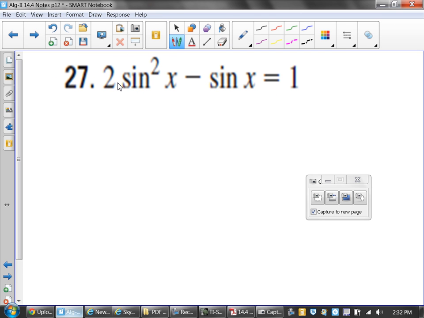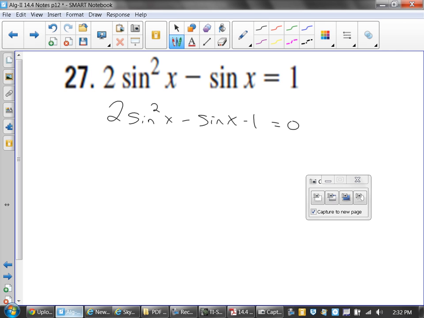In order to start this problem, we would normally be setting the side equal to 0 because I've got a sine squared and a sine and a 1. So what I'm going to do is this. 2 sine squared x minus sine of x minus 1 is 0. I have sine squared, a sine, a constant. That's telling me I'm probably going to have to factor that as a trinomial.